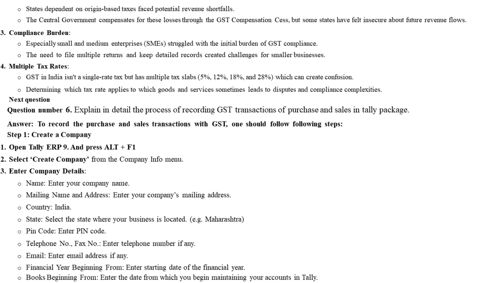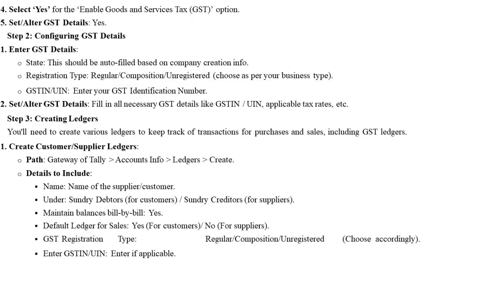Telephone no, fax no, enter telephone number if any. Email, enter email address if any. Financial year beginning from, enter starting date of the financial year. Books beginning from, enter the date from which you begin maintaining your accounts in Tally. 4. Select Yes for the Enable Goods and Services Tax (GST) option. 5. Set Alter GST Details. Yes. Step 2. Configuring GST Details.